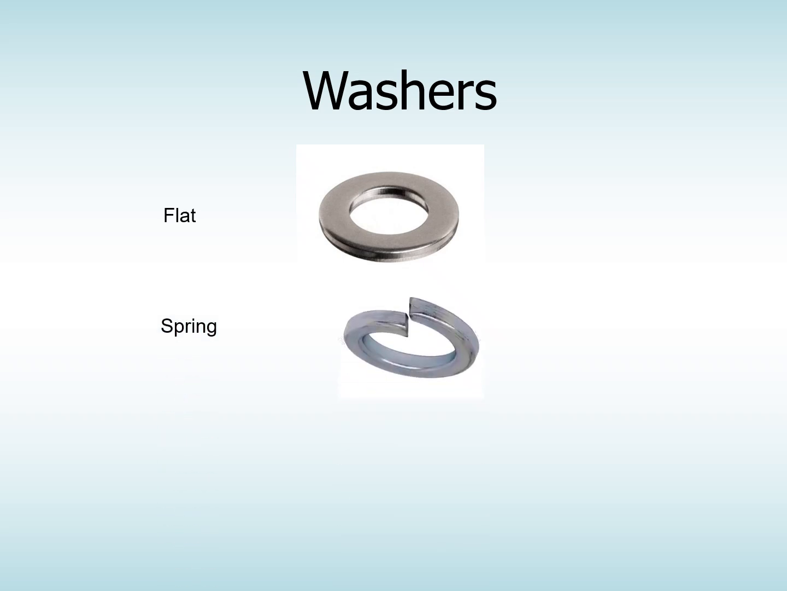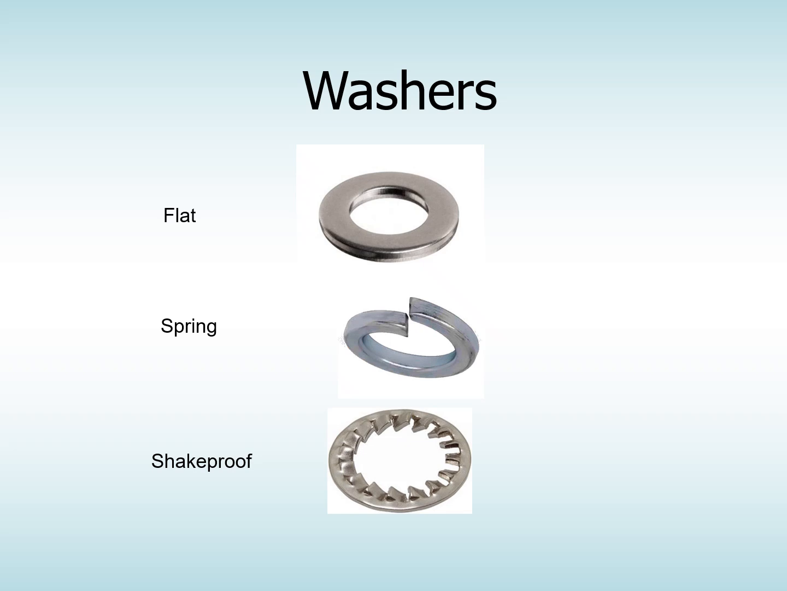Now we come on to washers, and we have the flat washer, the spring washer, and the shake-proof washer. The shake-proof and the spring are there primarily to stop the bolt coming undone once they've been tightened up.